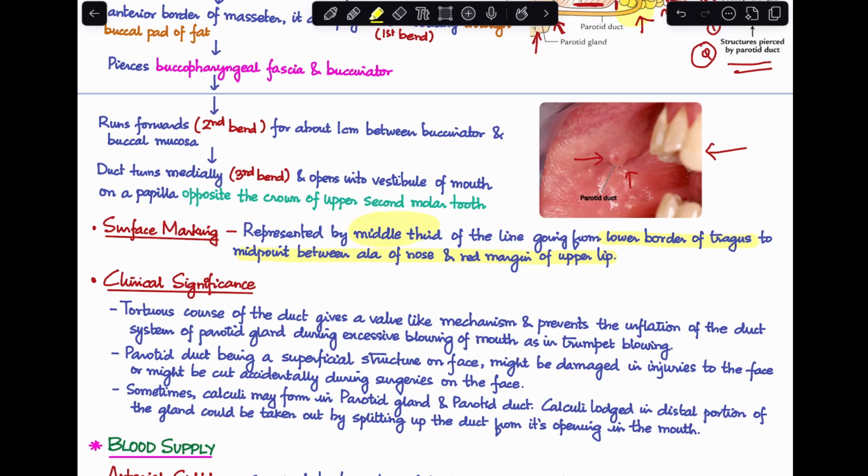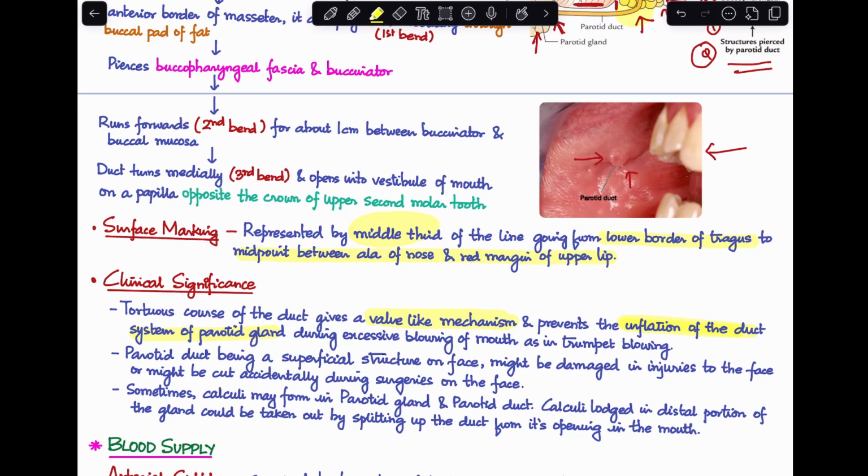Now we have discussed the course of the parotid duct and what happens, etc. What is the clinical significance of knowing all of these different facts? So the first importance is we have seen that the duct takes a very tortuous course. This tortuous course gives a valve-like mechanism to the duct. And because of this valve-like mechanism, it prevents the inflation of the duct system of the parotid gland during excessive blowing of the mouth. For example, trumpet blowers blow through their mouths, and that is a lot of excessive blowing. Because of this valve-like mechanism, the inflation of the duct is actually prevented. So that is one important feature.